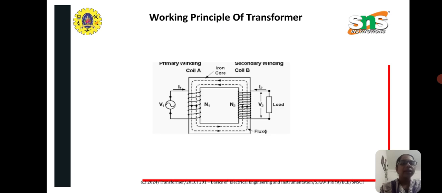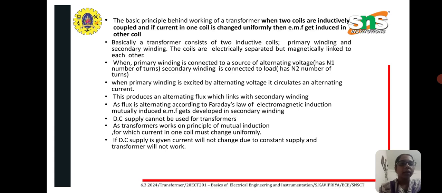Next is the working principle of the transformer. It consists of a primary winding and a secondary winding. The primary winding gets connected to the source and the secondary winding gets connected to the load. The basic principle behind the transformer is that when two coils are mutually coupled or inductively coupled, any change in one coil will cause an EMF generation in the other coil. So the current change in one coil will produce an EMF in the other coil.